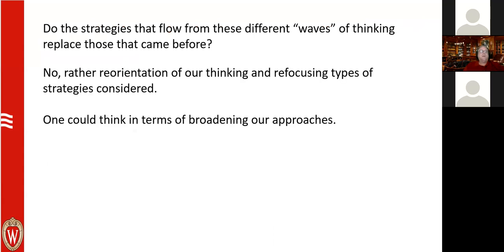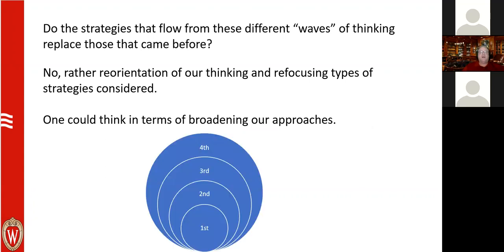Okay. Does the flow of these different waves of thinking replace one another? No. Rather, and that's why I said the waves, you kind of think one wave replaces the next. No, it's kind of an accumulation of them. Rather, what we're doing is reorienting our thinking and focusing on types of development. You could think of the first wave as this narrow focus. The second wave is broadening out, looking a little bit bigger. The third wave, we're broadening out our perspective even more. And then the fourth wave is, okay, we're going to pivot here a little bit. So I think this might be a better way of thinking about it.